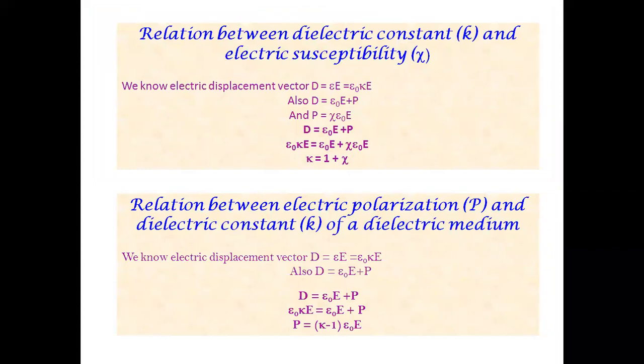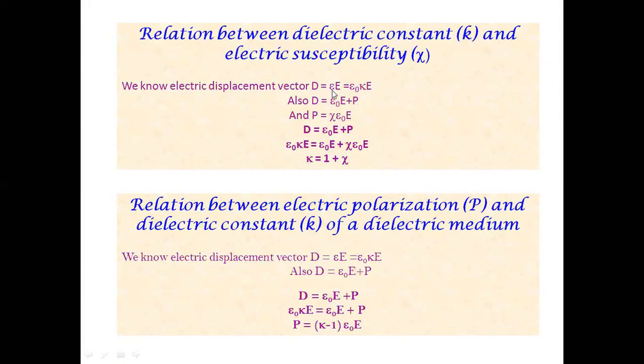Now, it's time to derive some relations. First, we derive the relation between dielectric constant and the electric susceptibility. So, we already know the equations. First thing, the displacement vector is proportional to, or equal to, epsilon into E.